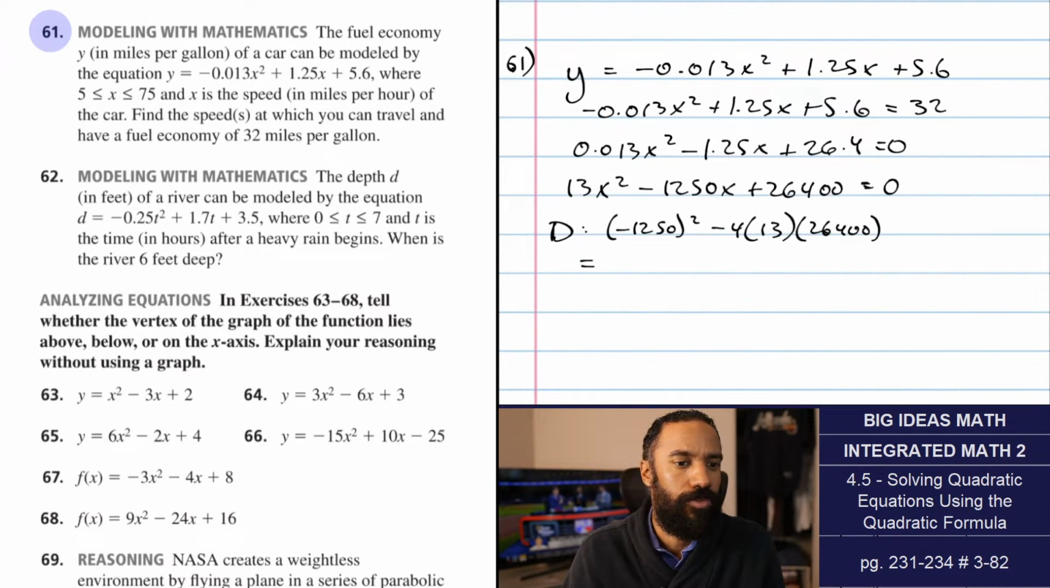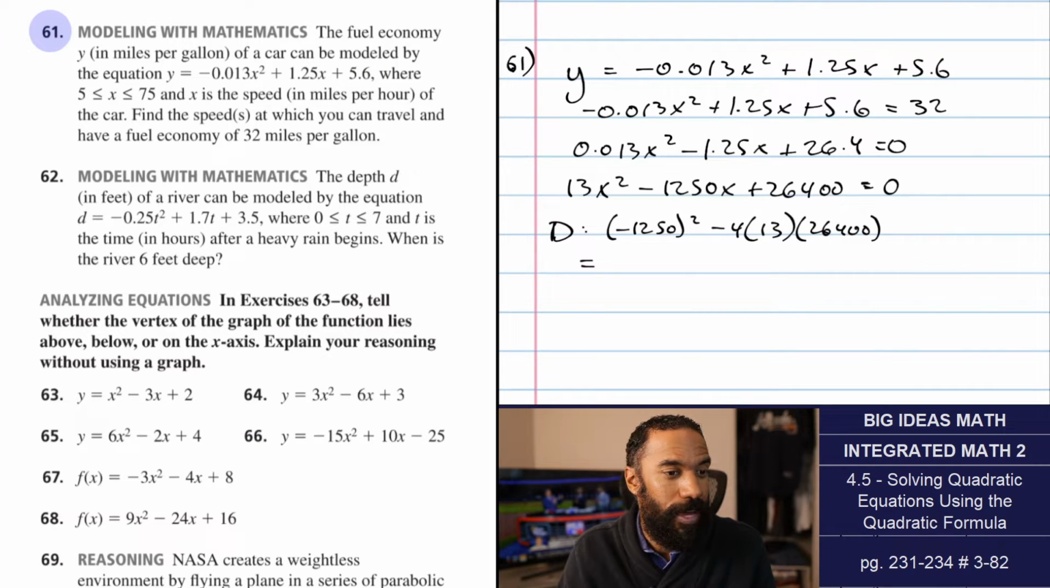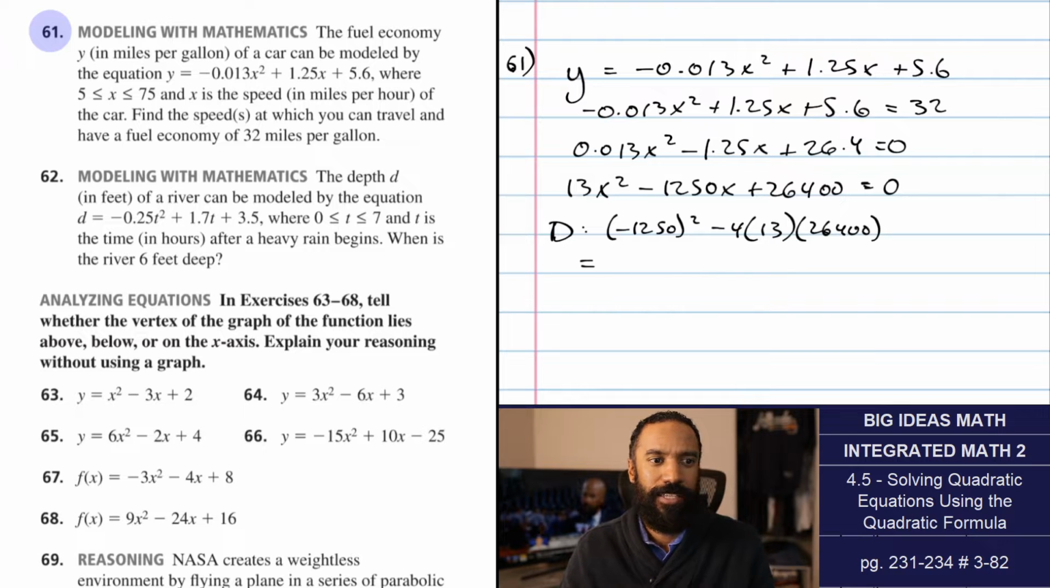Equals... let's see. Where's my calculator? Again, I forgot to bring a calculator home. That was the one thing. It was the one thing I said I was supposed to do last time out. So 4 times 13 times 26400, and we get 189700.